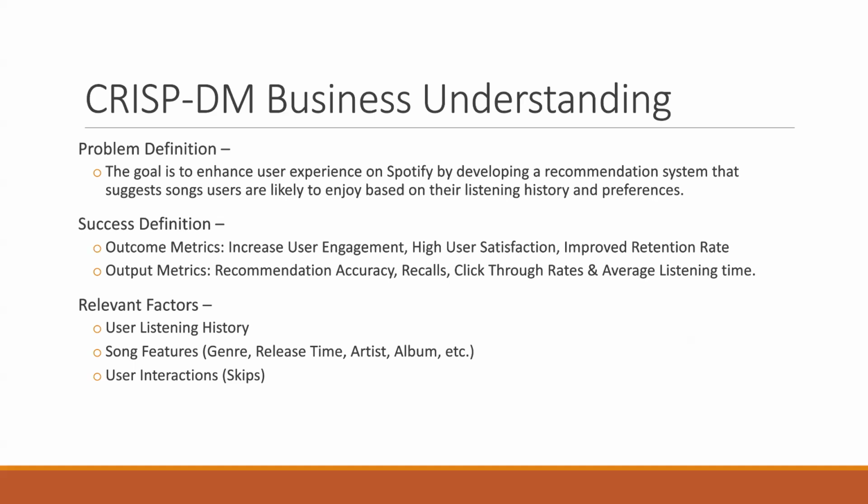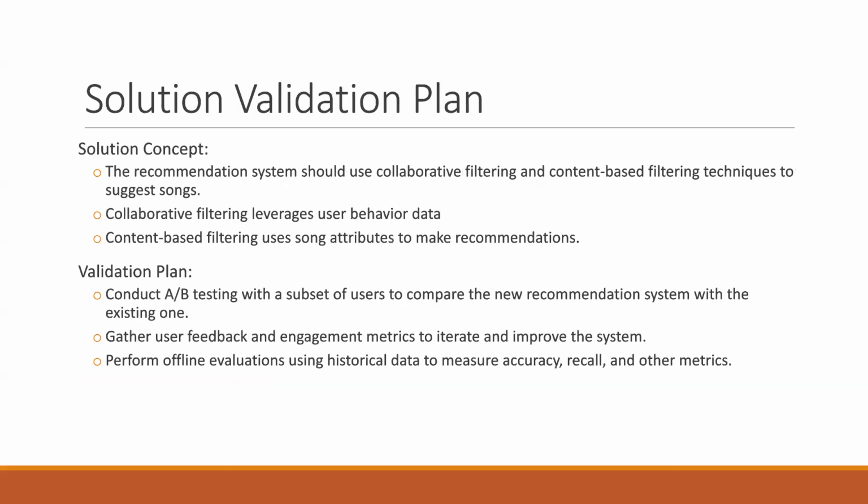So all of these things can also be considered as an input to the machine learning model. So the solution, the concept at least, I would say, is that the recommendation system should use a collaborative filtering and context-based filtering technique to suggest certain songs. So what do I mean by that?